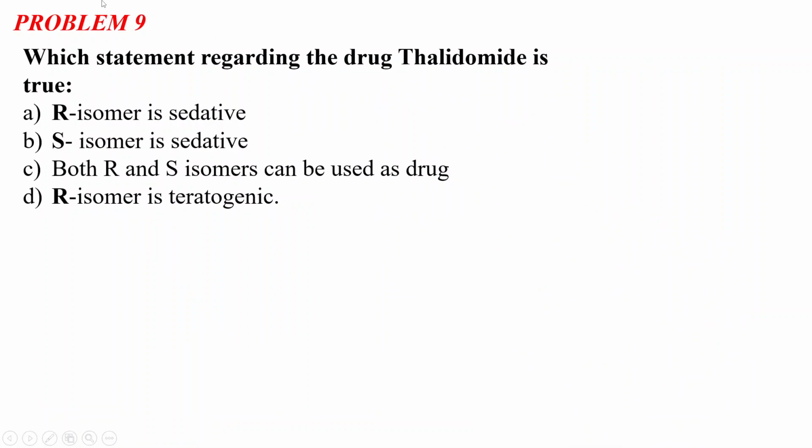So problem number 9 says: which statement regarding the drug thalidomide is true? Number A, R isomer is sedative. Number B, S isomer is sedative. Number C, both R and S isomers can be used as a drug. And number D, R isomer is teratogenic. So here you have to find out which statement regarding the drug thalidomide is true.